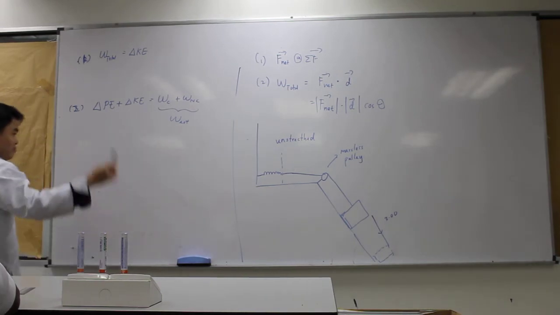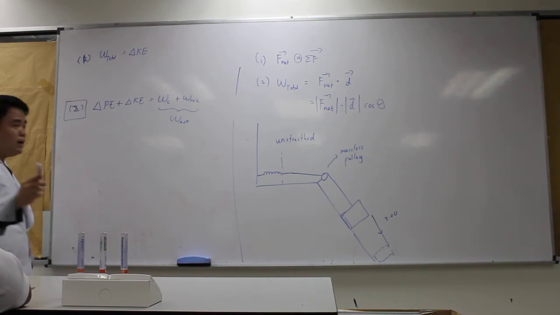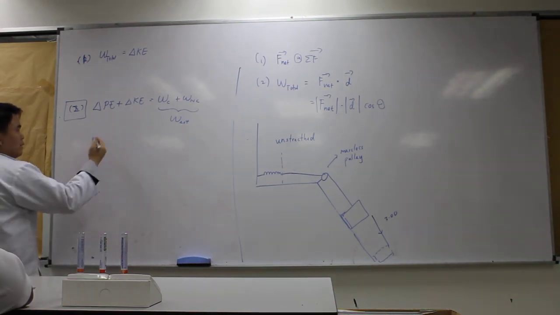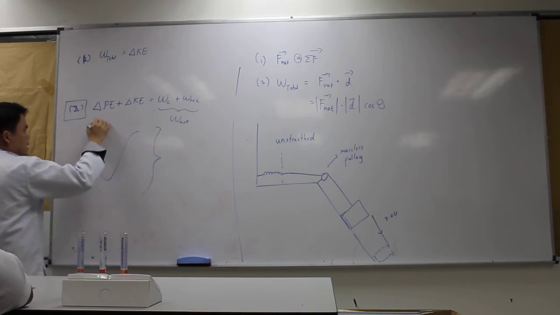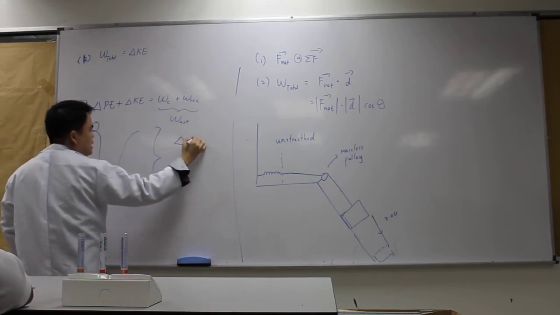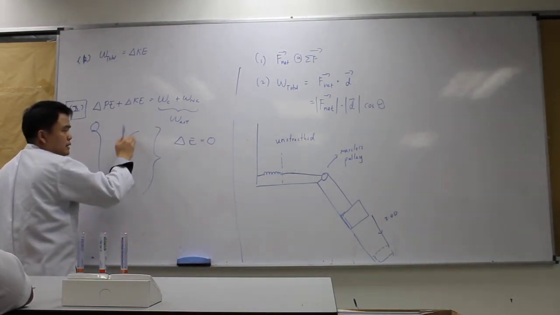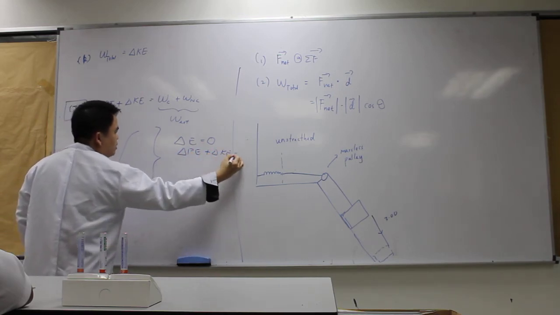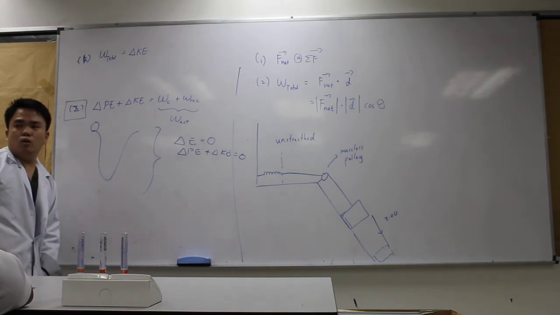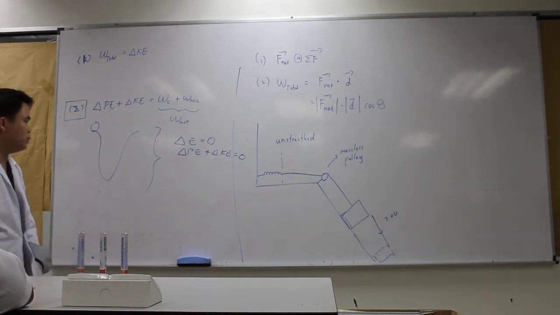Let me focus on number 2 first. What you have done last time, for example the roller coaster, for the ideal case, we say delta E equals 0 because there is no external force or external work done on the system. So delta PE plus delta KE equals 0. This is for the ideal case where there is no frictional force or any other external pulling or pushing force.